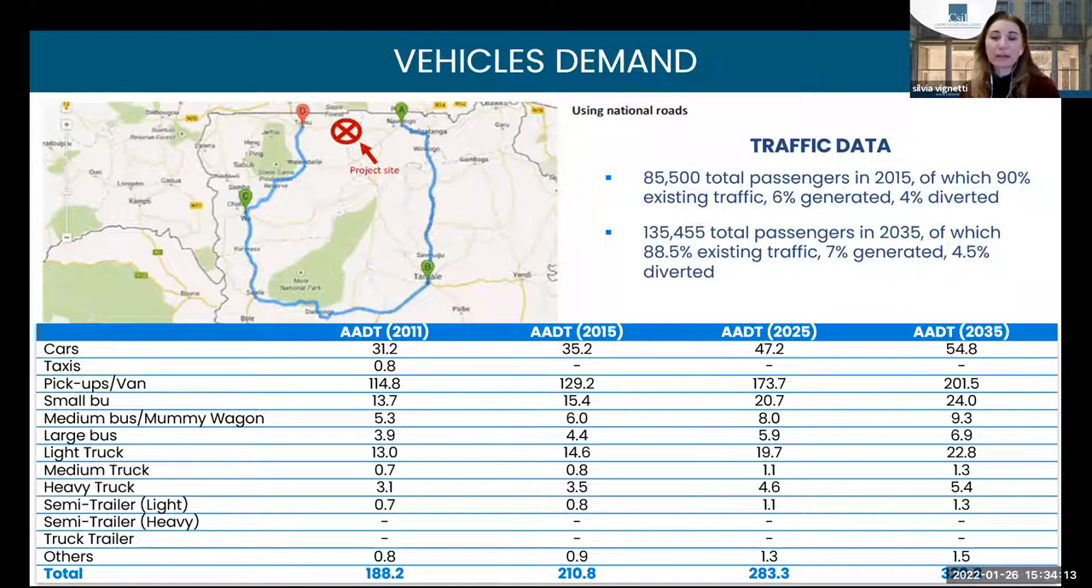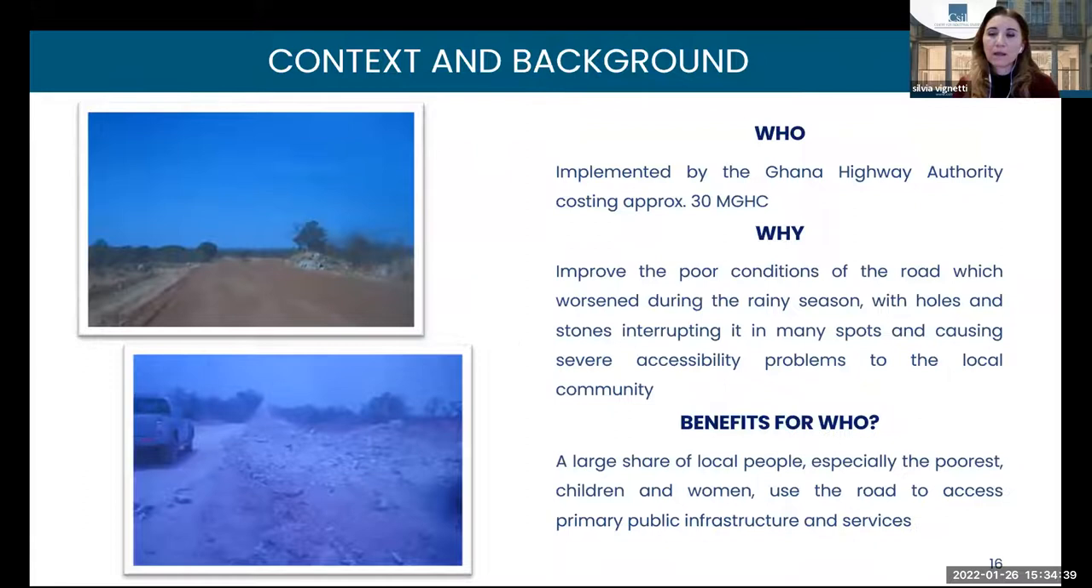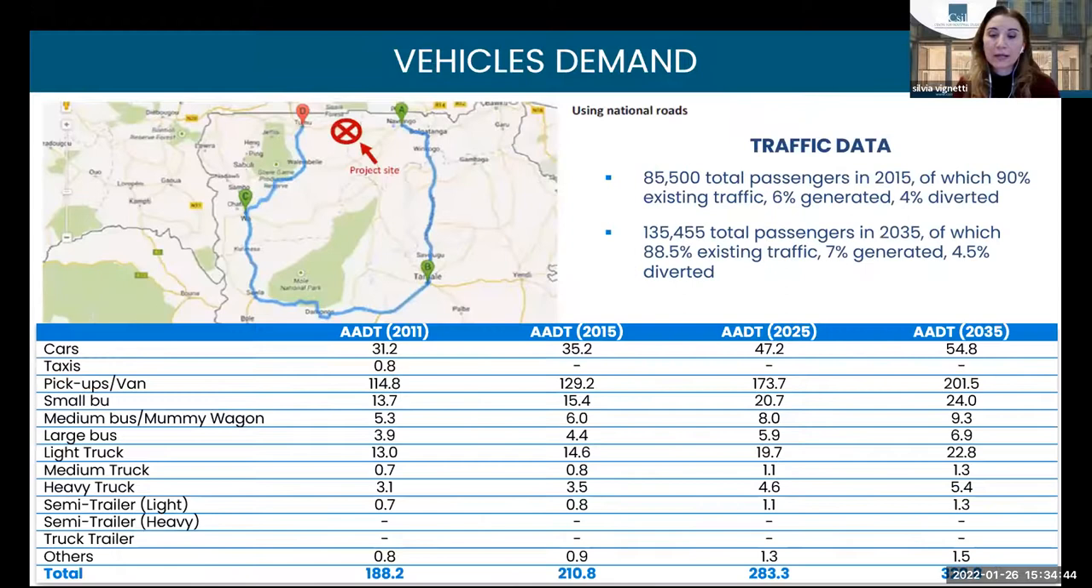We relied on the traffic data that were provided by a project that was costing something like 30 million Ghanaian cedi. It was the old currency. We're talking about something of less than half a million euros. So it was a very small infrastructure. Yes, exactly, it's 30 million. And so we relied a lot on the feasibility studies and on the traffic data that were provided by the Ghanaian Highway Authority. And you have here the numbers of all the traffic, not only the situation.